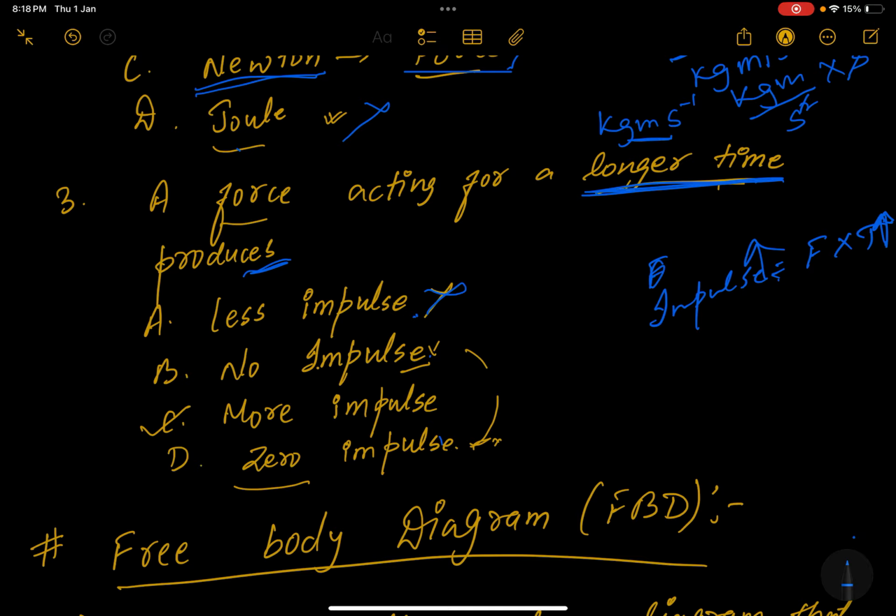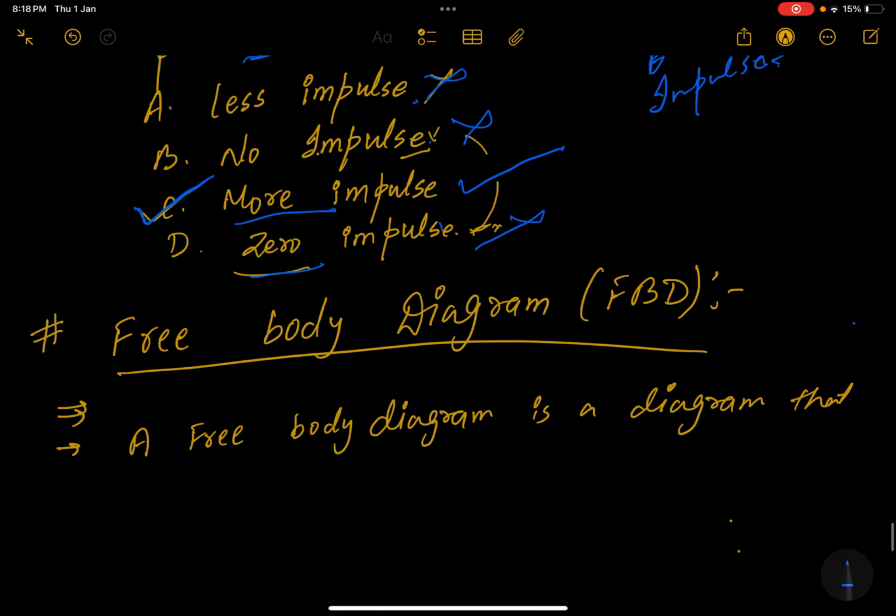Less impulse, no, it will increase. No impulse, this is wrong, there will be some impulse. More impulse, yes. Zero impulse, no. Yeah, option C is correct.